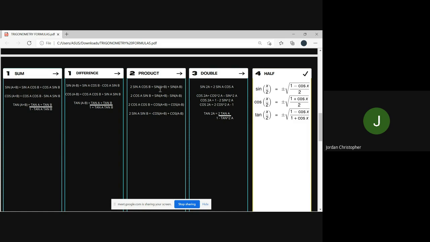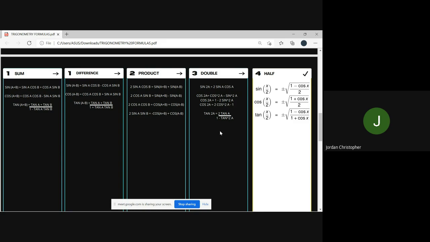And a plus b is the angle. Next one is 2 cos a cos b equals cos a plus b plus cos a minus b. Next one is 2 sine a sine b equals cos a minus b minus cos a plus b. For the difference between 2 cos a cos b and 2 sine a sine b, for 2 sine a sine b there's a minus in front of cos a plus b.